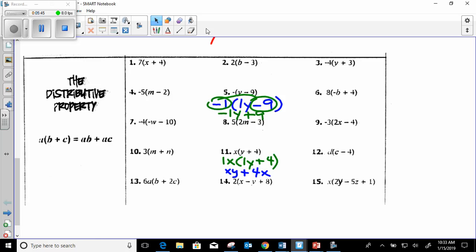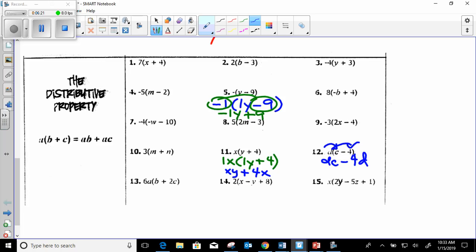Number 12, same thing. 12 is d times c, so that's dc, minus. Now, watch this carefully. Your coefficients always go in the front, so you wouldn't want to say negative d4, right? So you want to say negative 4d, and that would be the correct answer.